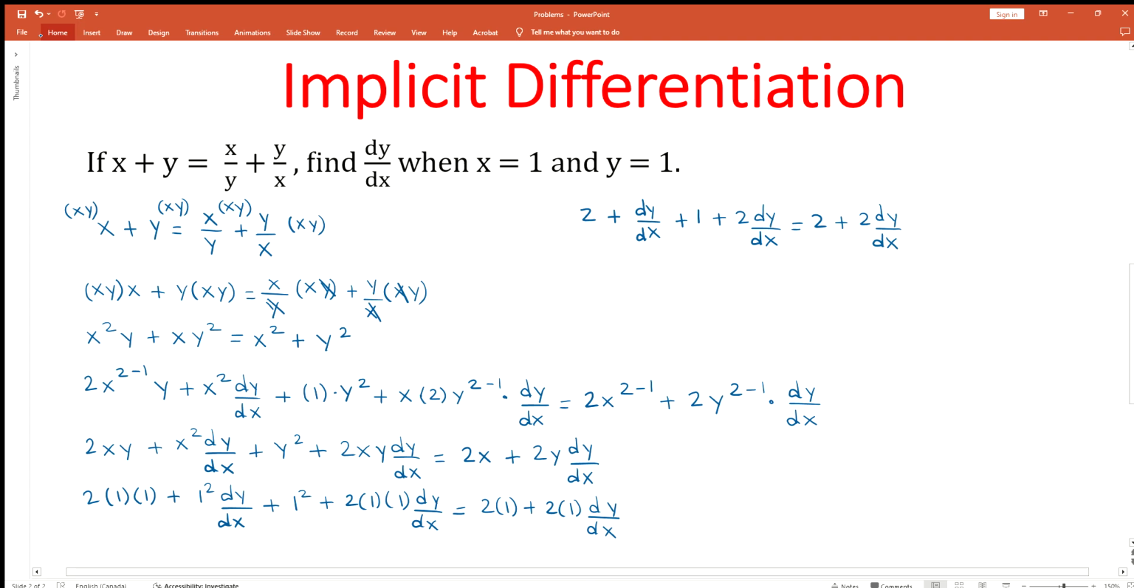Next, we can combine like terms. On the left side, 2 plus 1 is 3. Dy over dx plus 2 dy over dx is equal to 3 dy over dx. Next, we can gather dy over dx terms on the left side of the equation. We can move 2 dy over dx. On the left side, it will become negative 2 dy over dx. And we can move the 3 to the right side of the equation and it will become negative 3.